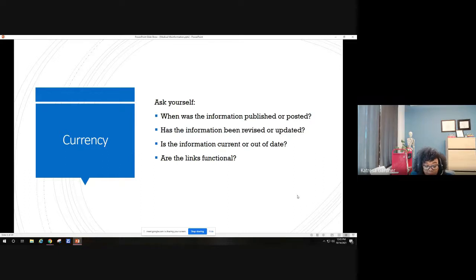Okay, so when we talk about currency, this is referring to the timeliness of the information. So when you're looking at medical information, you want to ask yourself, when was the information published or posted? Has the information been revised or updated? Is the information current or maybe it could be out of date? And then you want to pay attention to the links within the web source that you're looking at to see if they're functional.